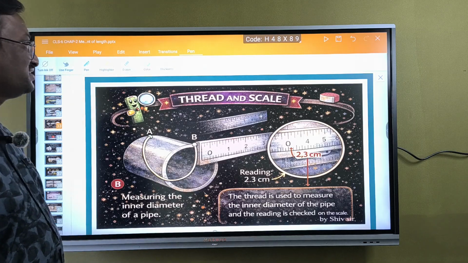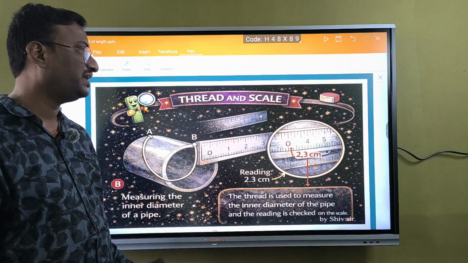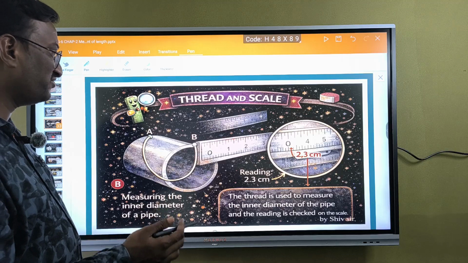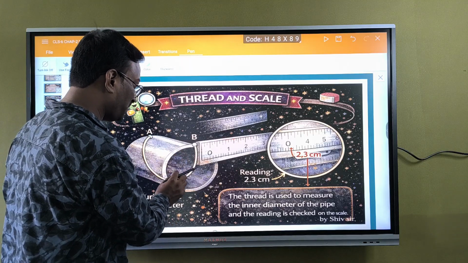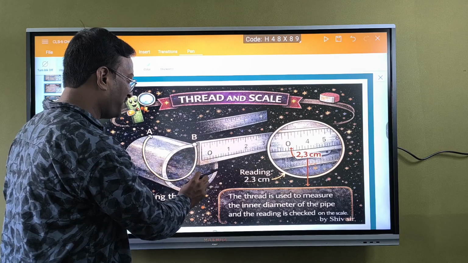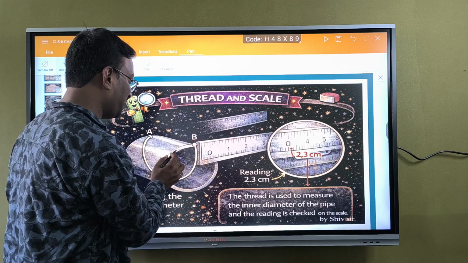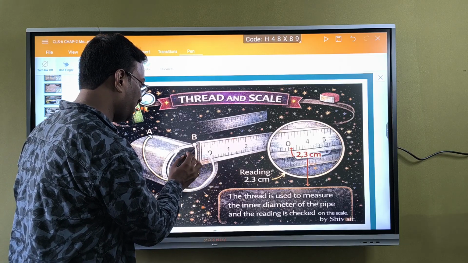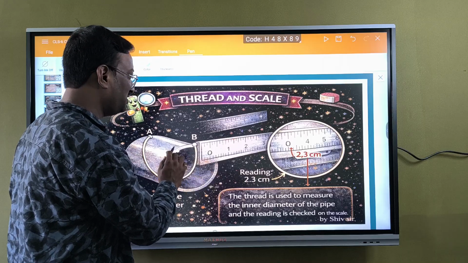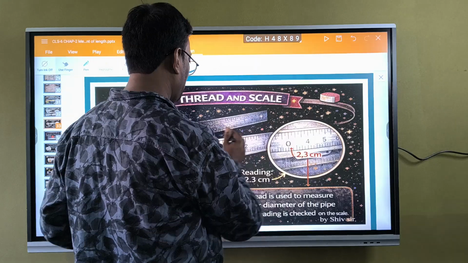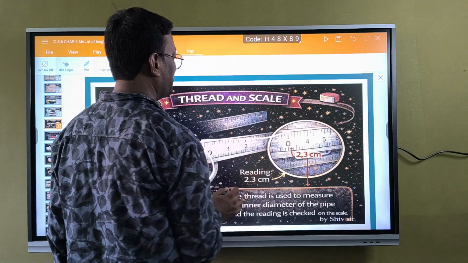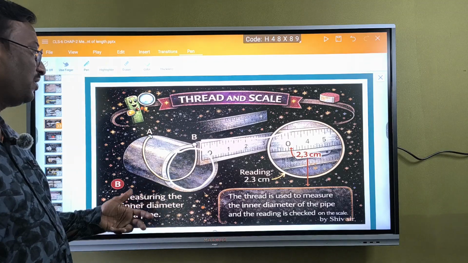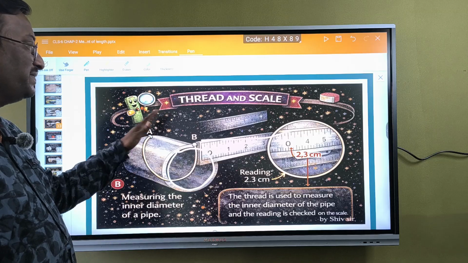Right. Next, thread and scale. With the help of thread and scale, we can measure the inner diameter. This is one more technique. The thread is used to measure the inner diameter of the pipe. By using the thread, we have to place it inside the pipe, going completely from A to B. Suppose you start here, you have to roll the thread like this, completely, and again come back here itself. Then take the complete length, place it over the scale, and you can measure the length. With that, we can measure the diameter.